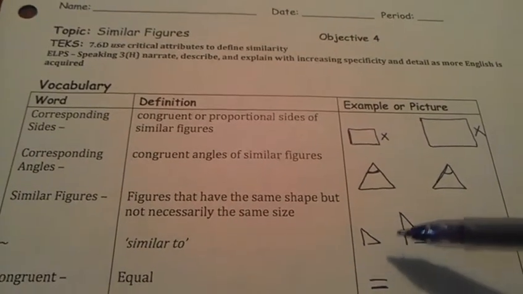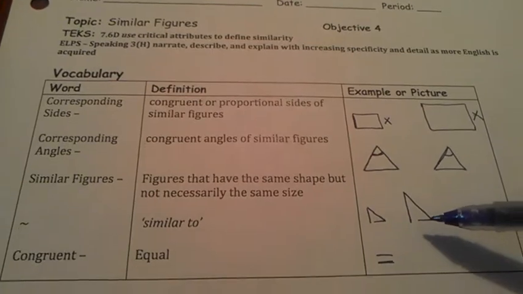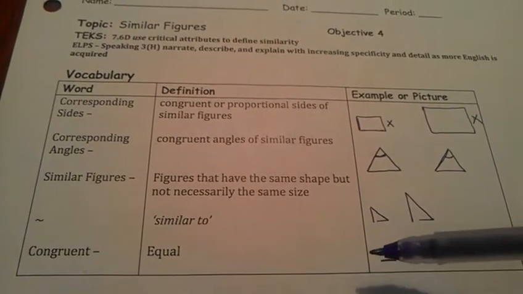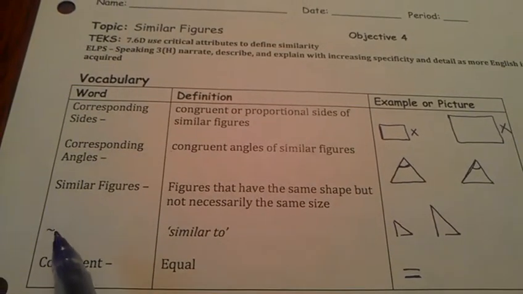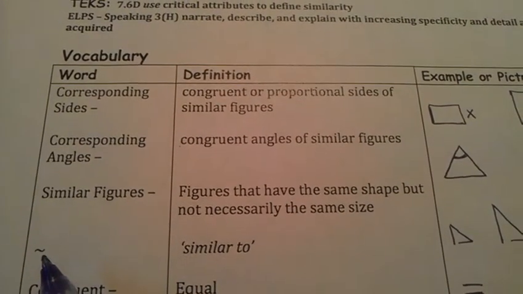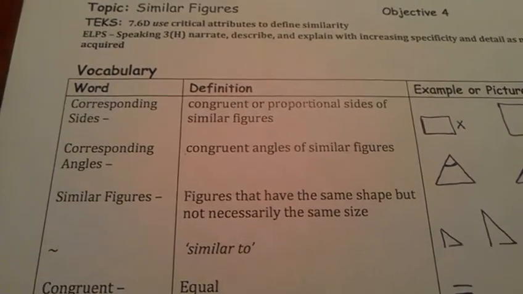Similar figures means that they have the same shape, but they are not the same size. And congruent means equal. We all know what the symbol for equal means. This is the symbol for similar, the little squiggly line.